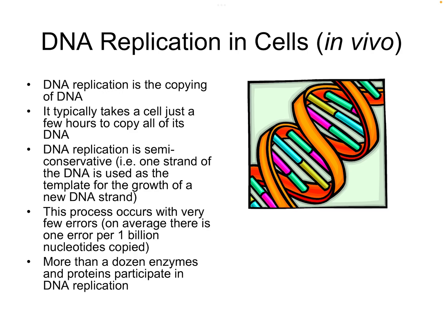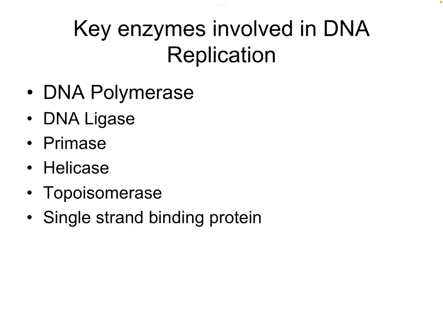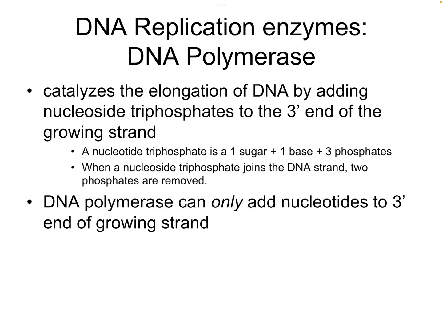So in vivo, DNA replication in cells, it can take up to few hours to copy all of its DNA, and the DNA replication is semi-conservative. The process occurs with very few errors, and more than a dozen enzymes and proteins participate in DNA replication. These are the key enzymes involved in DNA replication in vivo: the DNA polymerase, the DNA ligase, the primase, helicase, topoisomerase, and the single-stranded binding protein.